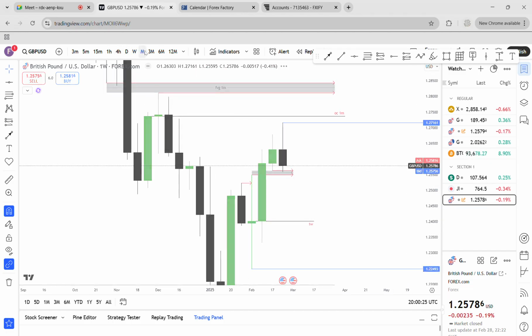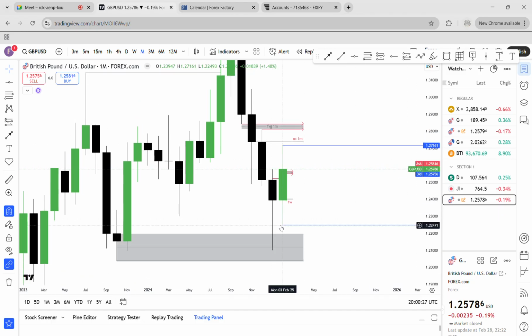After we have identified our monthly high and low, which is the dealing range that we are going to be trading within, you understand? Yes. This is the new, because a new month is going to open tonight. So this is the dealing range, this high to this low.